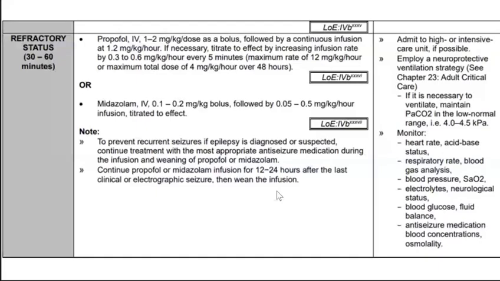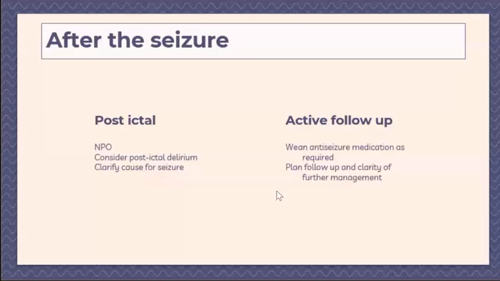You want to prevent your recurrent seizures if the epilepsy is diagnosed or suspected. You want to continue your treatment, and you want to continue your infusion for 12 to 24 hours after the last clinical or electrographic seizure. So this is when it becomes a bit more tricky. If you don't have an EEG, and you have nearly induced a coma in your patient, it's difficult to see if they are or are not having seizures.